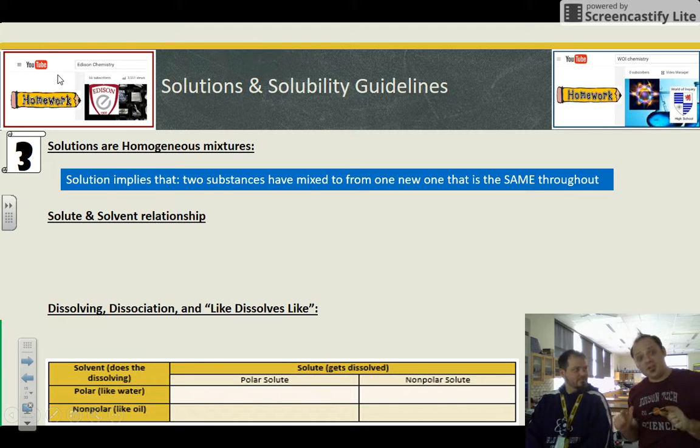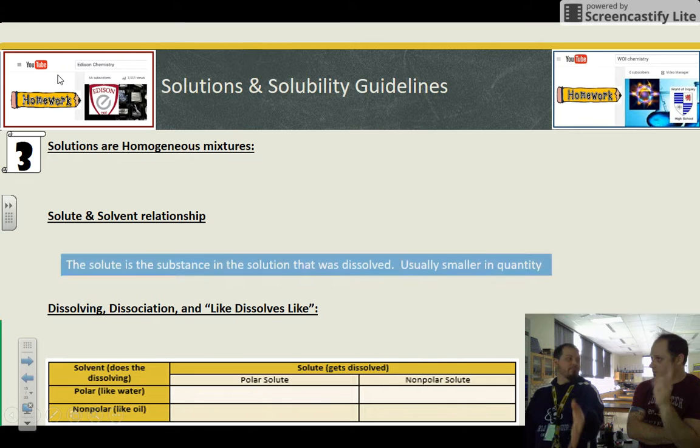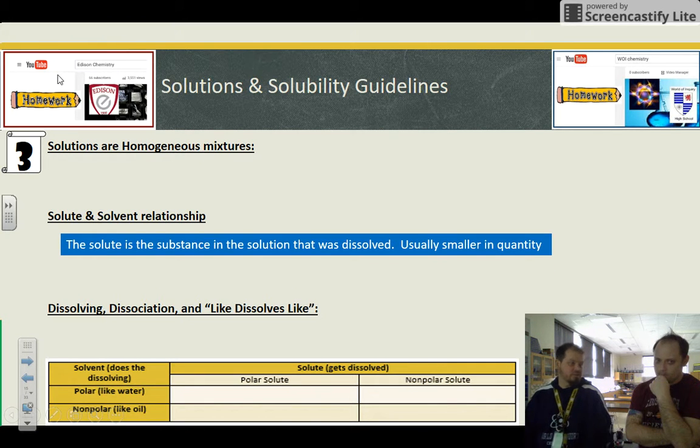That is the definition of a solution. If either of us uses the word homogeneous or mixture, or solution from here on out, that implies it instantly, okay? Because that's what a solution is.